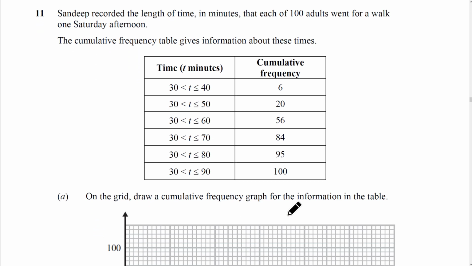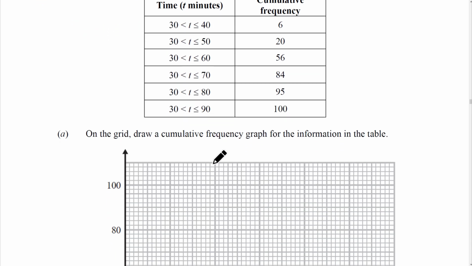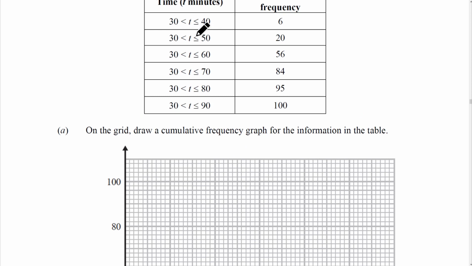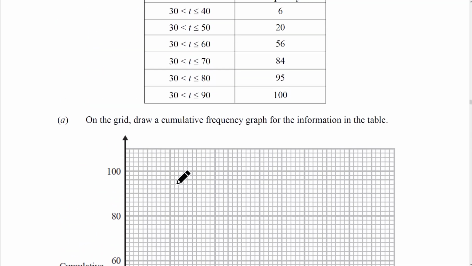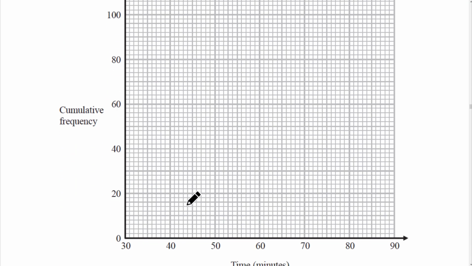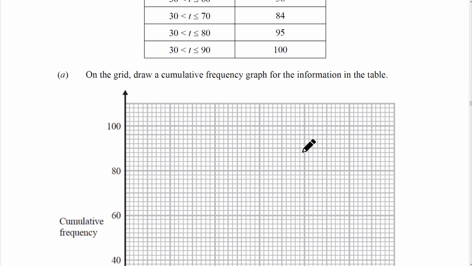Question 11, cumulative frequency. They've done it cumulatively. On a graph, draw that. So you just plot the endpoints and the frequency, guys. So you should plot 6 at 40. And it starts at 30, so do not make it join up to 0, that would be incorrect. So 40 is 6, that's 10, 40 is 6 here. Let's just do one more point for you. 50 is 20.